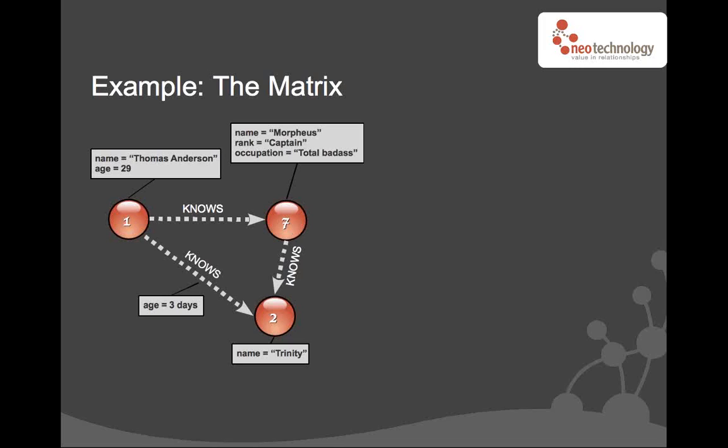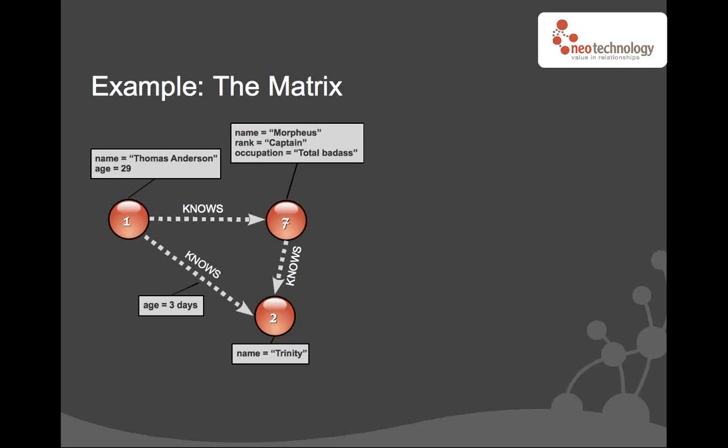The second thing that I want to point out here is, as you can see, we've annotated the relationship between Thomas Anderson, node 1, and Trinity, node 2, with a property. And as you'll see later on when we dive into code, we will get to code, I promise.